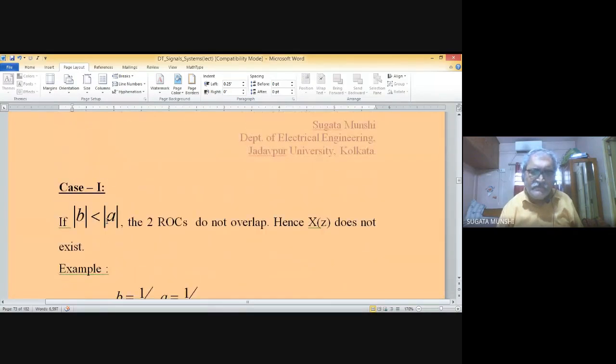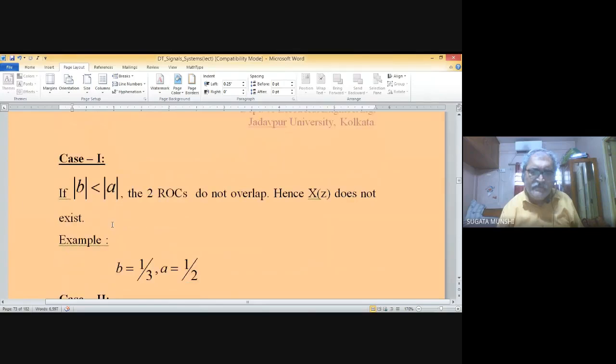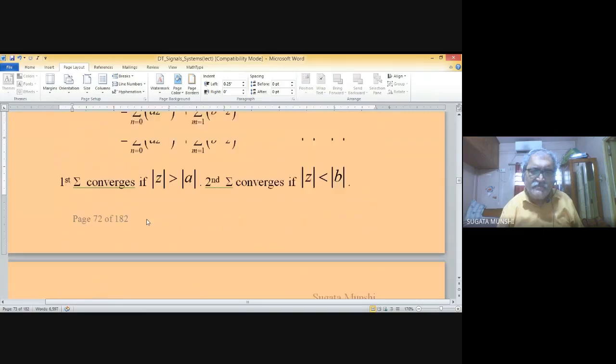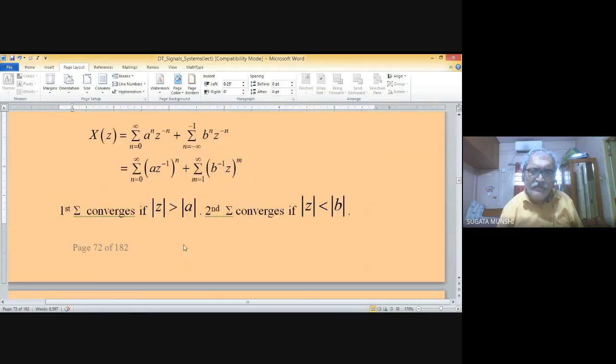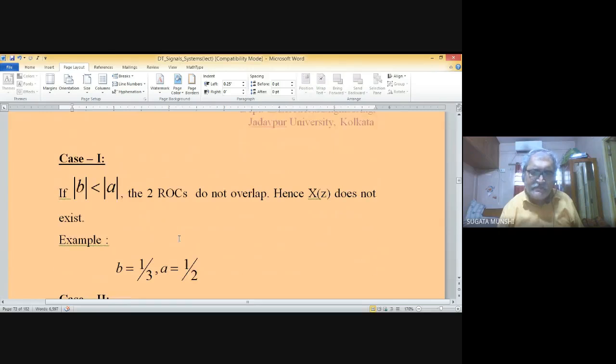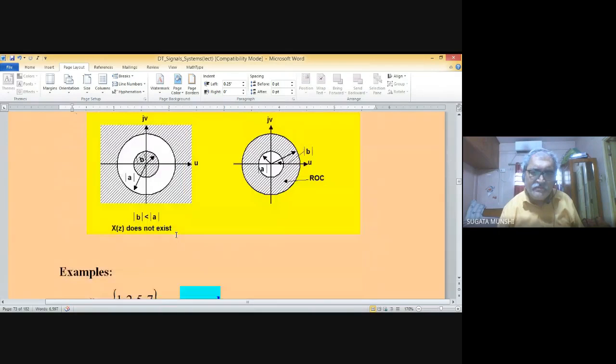All right, this was the case when magnitude of B is less than magnitude of A, then the ROCs of the two terms will not overlap. There will be no overlap. I'll illustrate it later. This is the situation for the first case, case 1, magnitude of A is greater than magnitude of B. So the Z transform of the anticausal part is that one, while the ROC of the Z transform of the causal part is this one. So the two ROCs don't overlap in such a case. So X(z) does not exist.